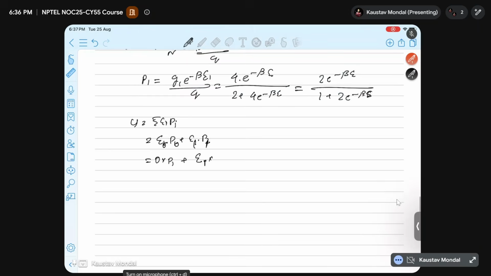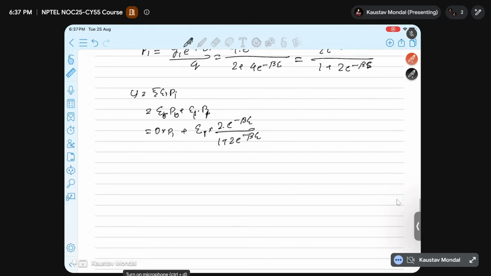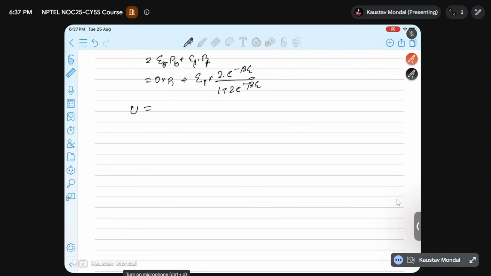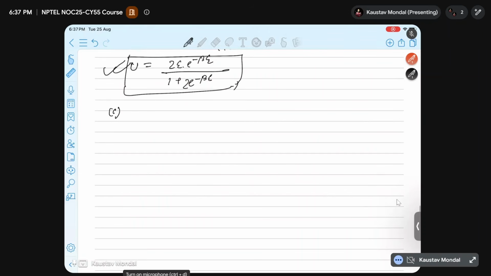P2 we know is e to the power minus beta E divided by 1 plus e to the power minus beta E, and E2 is E. So the average energy is equal to E times e to the power minus beta E divided by 1 plus e to the power minus beta E. This is the average energy value. So this is done, this is problem C.